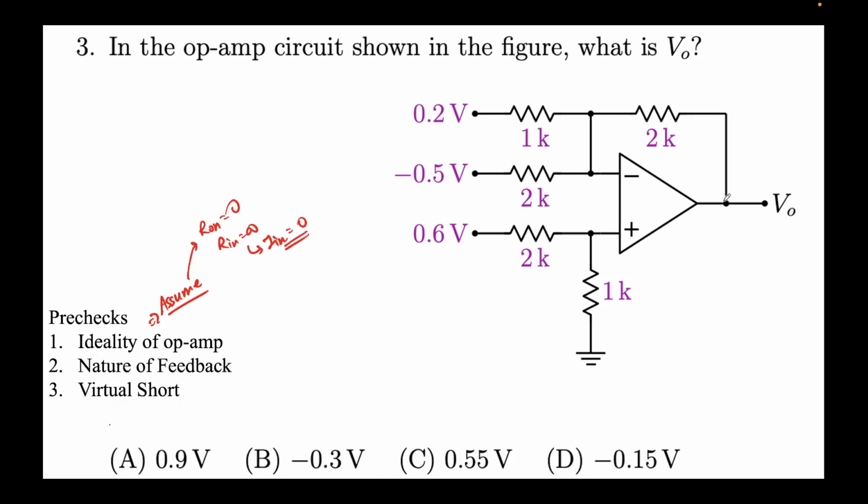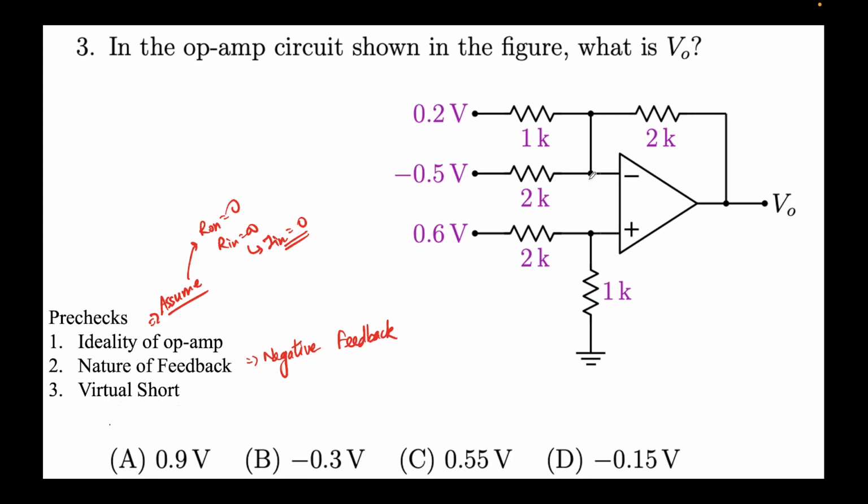And what is the nature of the feedback? You take the output and you try to go to any of the inputs. Now you can clearly see this output here is connected to this negative terminal. This means it's a negative feedback. And we saw that negative feedback circuits are usually stable. And the third thing which we see is the virtual short.